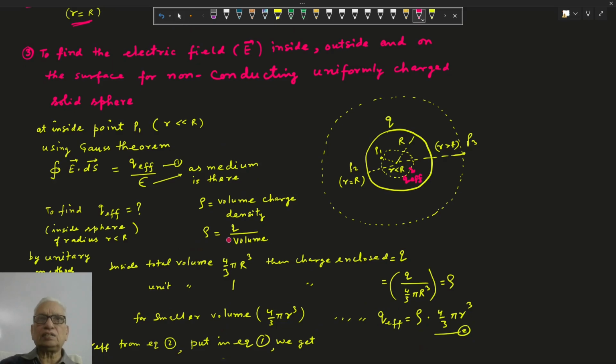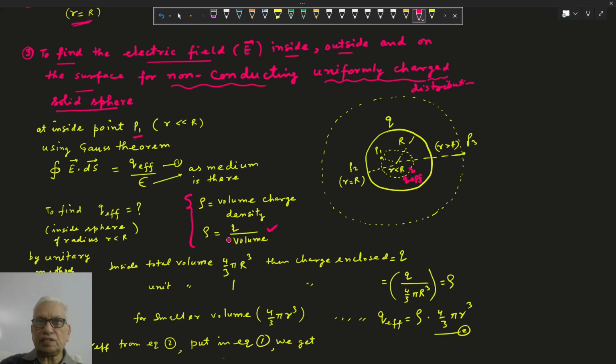Now another case: to find the electrical field inside, outside and on the surface of a non-conducting uniformly charged distribution, a solid sphere. This distribution here is a uniformly charged distribution. Uniformly means that the density is the volume charge density rho, which is given as charge upon volume, q upon the volume of the sphere.